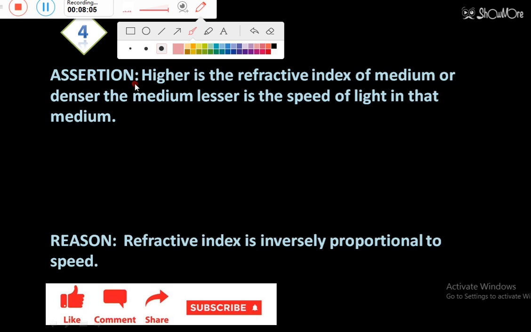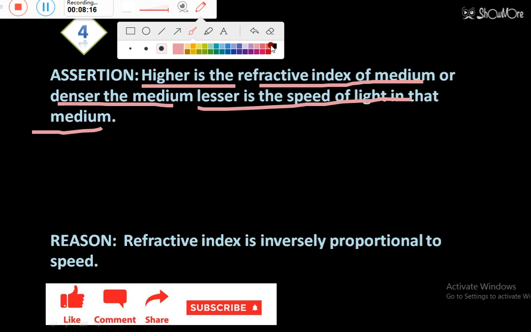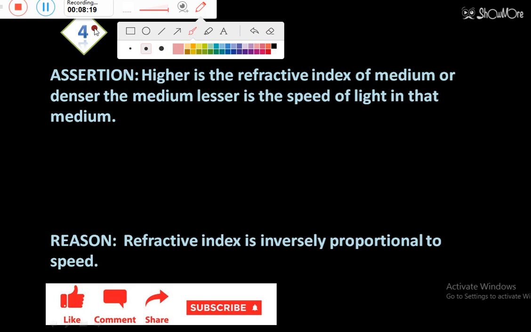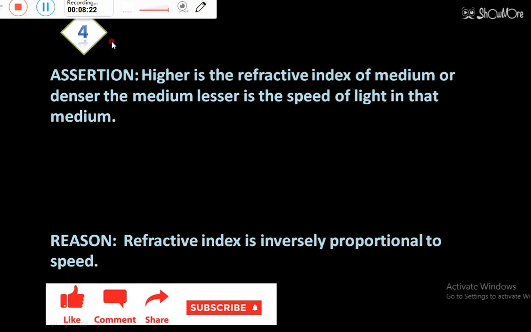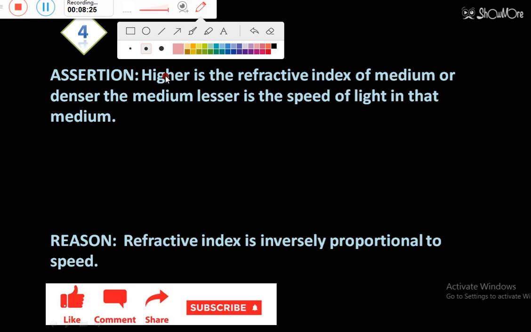Now in the assertion, he is saying that the higher the refractive index of the medium, or the denser the medium, the lesser the speed of light in that medium. If the refractive index is more, then the speed of light will be less. Obviously we know this. In glass or in water the speed of light decreases. So this is a true statement. This is right. Now see the second one.